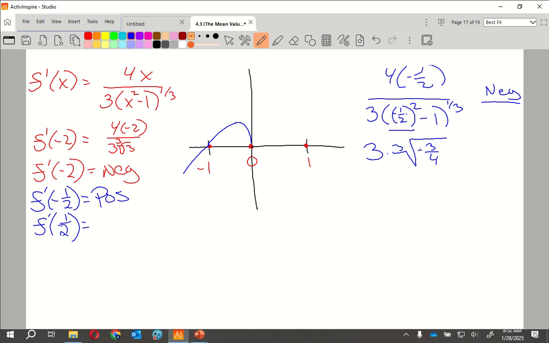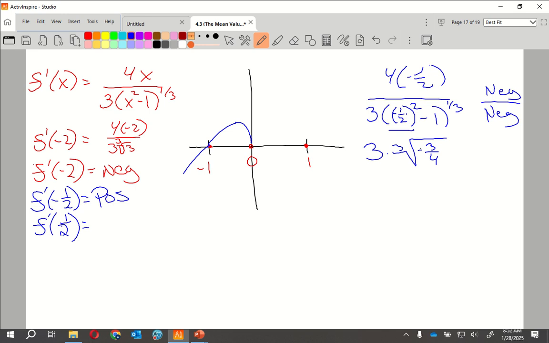And because this is a cube root, I'm allowed to have a negative. So that's going to give me a negative, right? So a negative and a negative down here on the bottom. So the two negatives will make that one be a positive. All right, so positive 1/2.